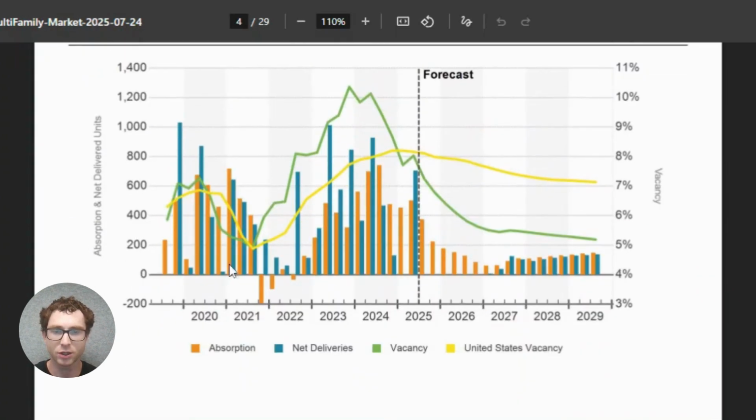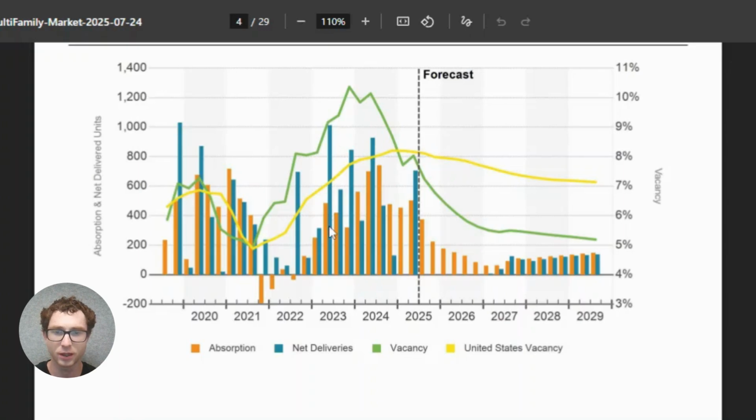So you can see in 2023, the vacancy rate spiked. It spiked a ton. We reached almost a 10% vacancy rate, which is really uncommon for Reno, Nevada. And that's just because so many things were being built and so many new units were being delivered to the market. And there wasn't enough people moving here to fill all of those doors.